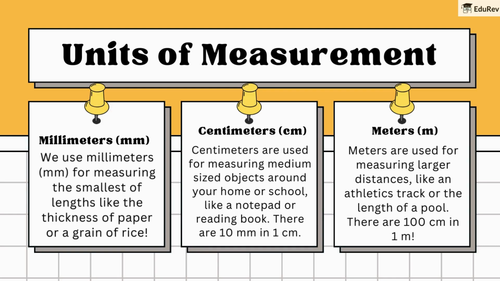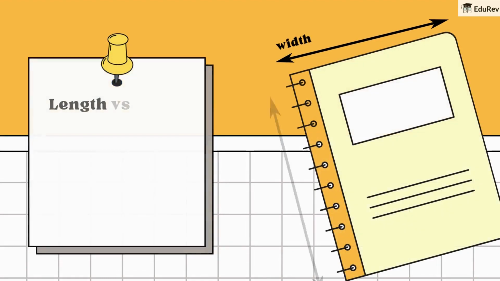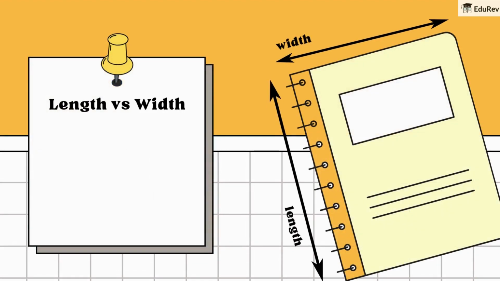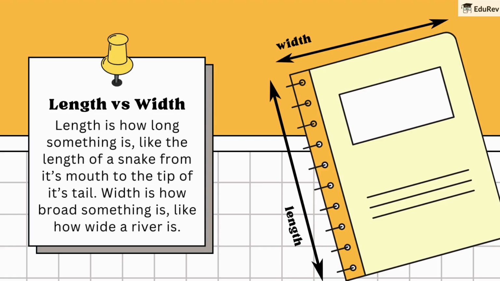Meters are used for measuring larger distances, like an athletics track or the length of a pool. There are 100 centimeters in 1 meter. Now, let's understand the difference between length and width. Length is how long something is, like the length of a snake, from its mouth to the tip of its tail. Width is how broad something is, like how wide a river is.